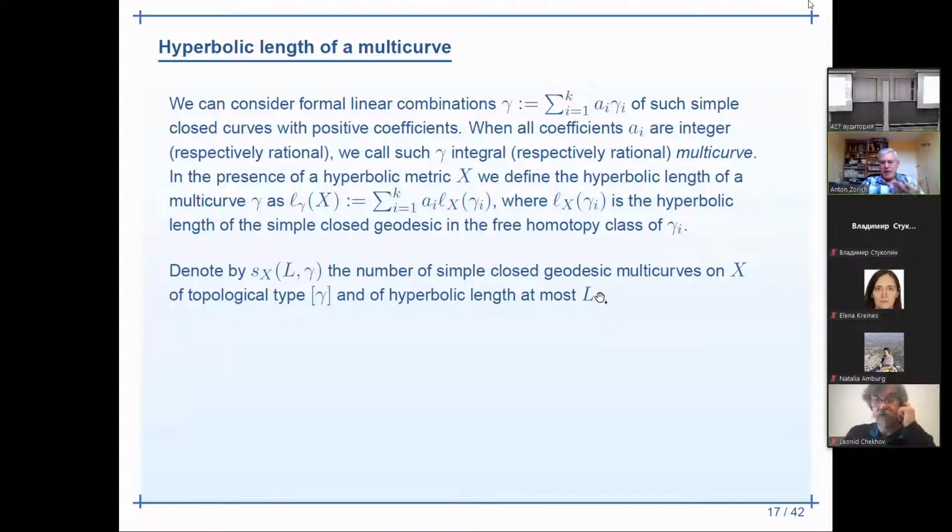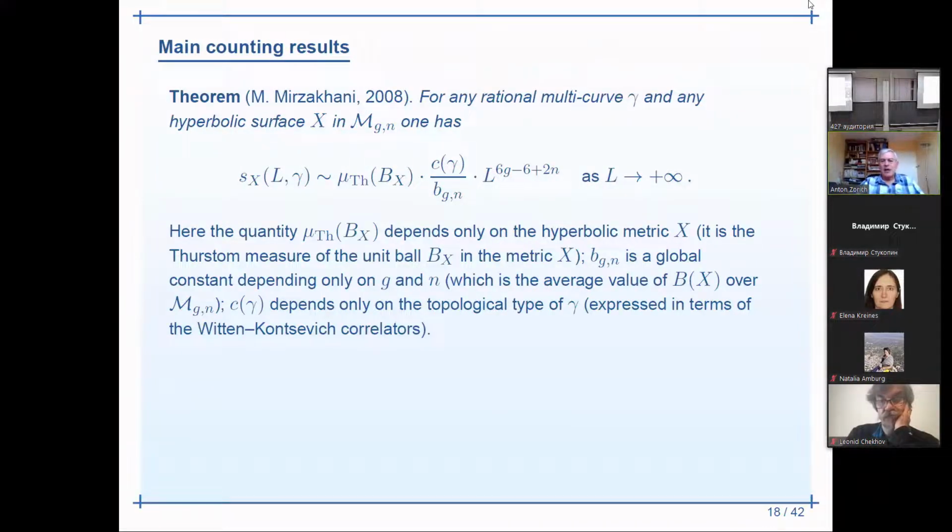When I make L grow, this number grows, and the result of Mirzakhani counts the asymptotic growth of this number of simple closed geodesic multi-curves in metric X of length at most L, where L is supposed to be very large. So the theorem of Mirzakhani claims that this growth rate is polynomial in L.